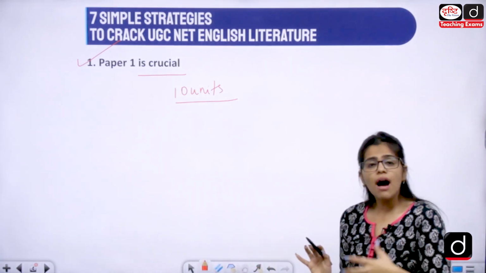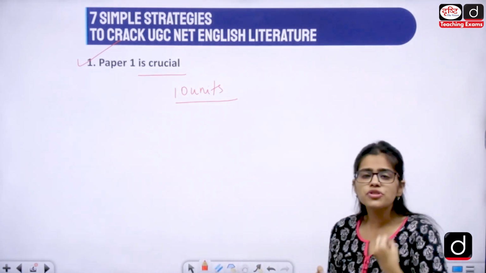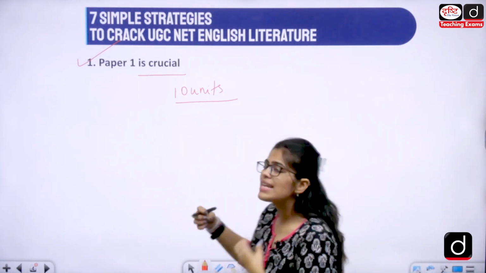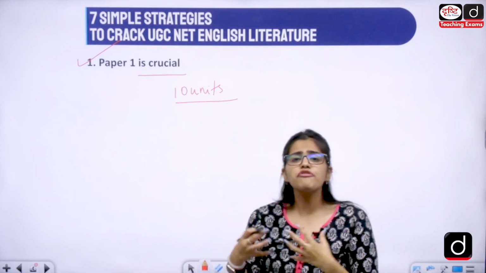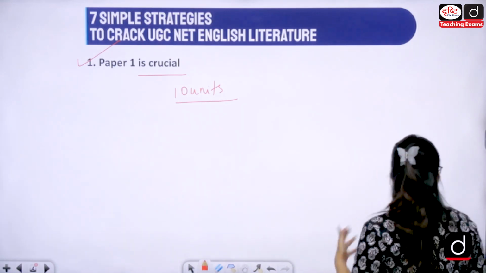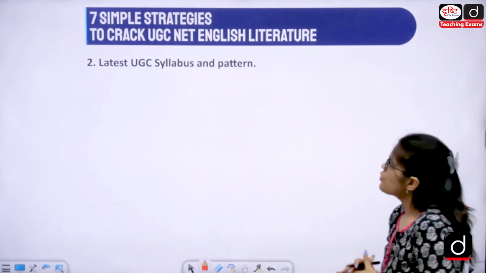Right? So there are some aptitude questions that are asked. These are comprehension questions that you see in your paper 1. Analytical questions are there. And if you have correct strategies, then you can easily score good in your paper 1.